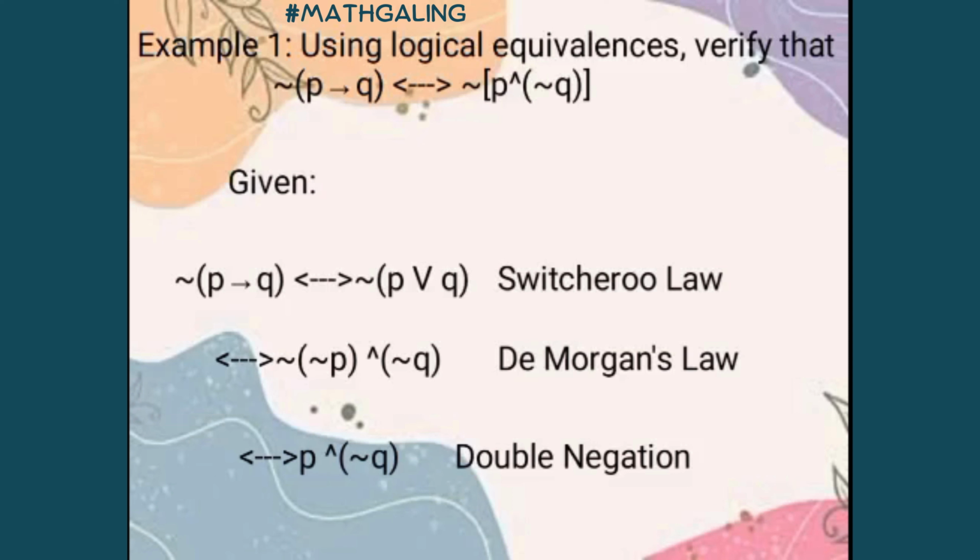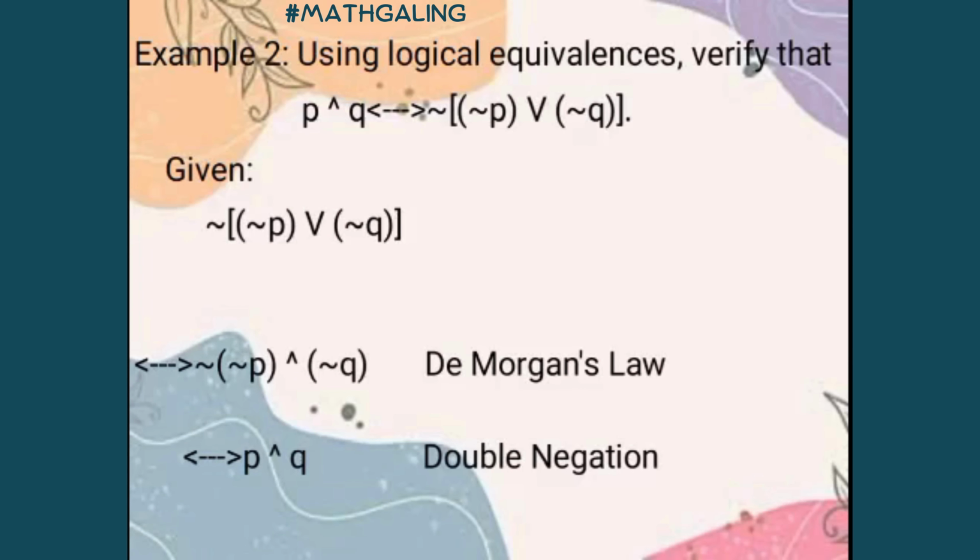Next, we have example 2. Using logical equivalence, the same as with example number 1, we need to verify if P and Q is equivalent to the negation of not P or not Q. First, using De Morgan's law, it will become the negation of not P and not Q, and then we need to transpose this one. After using De Morgan's law, we can use double negation so that it will become P and Q. So we have verified that they are equivalent.